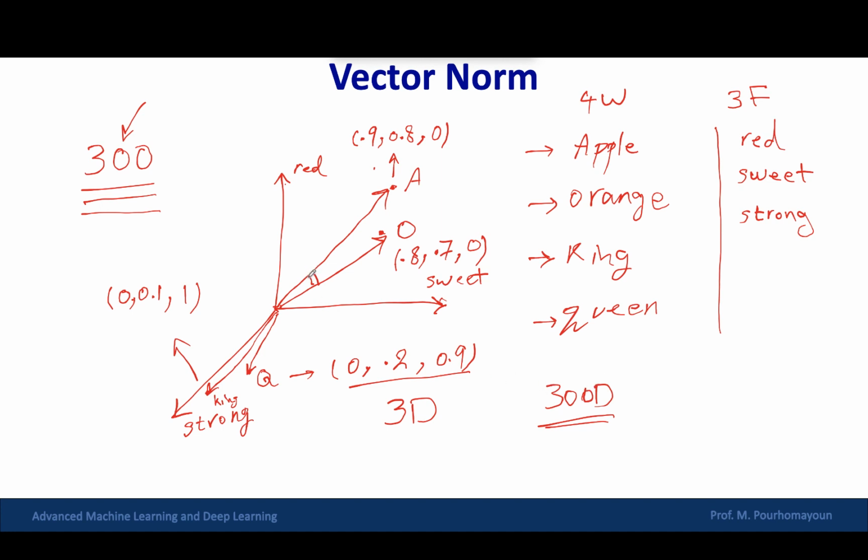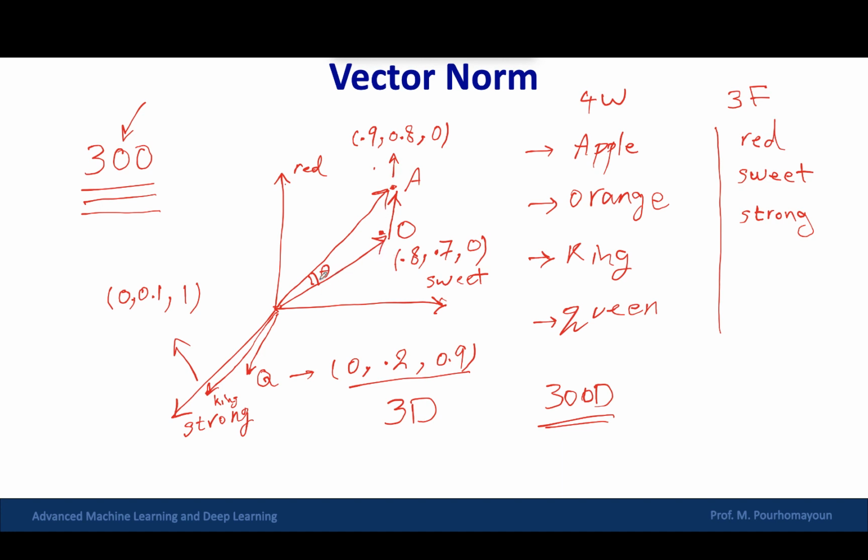So this angle right here gives me this angle theta. It tells me the similarity between these two words, how similar these two words are. So this is one definition of similarity. You can have many different types of definitions. For example, the subtraction that I just talked about, this difference between these two, can also somehow tell me the difference between these two.